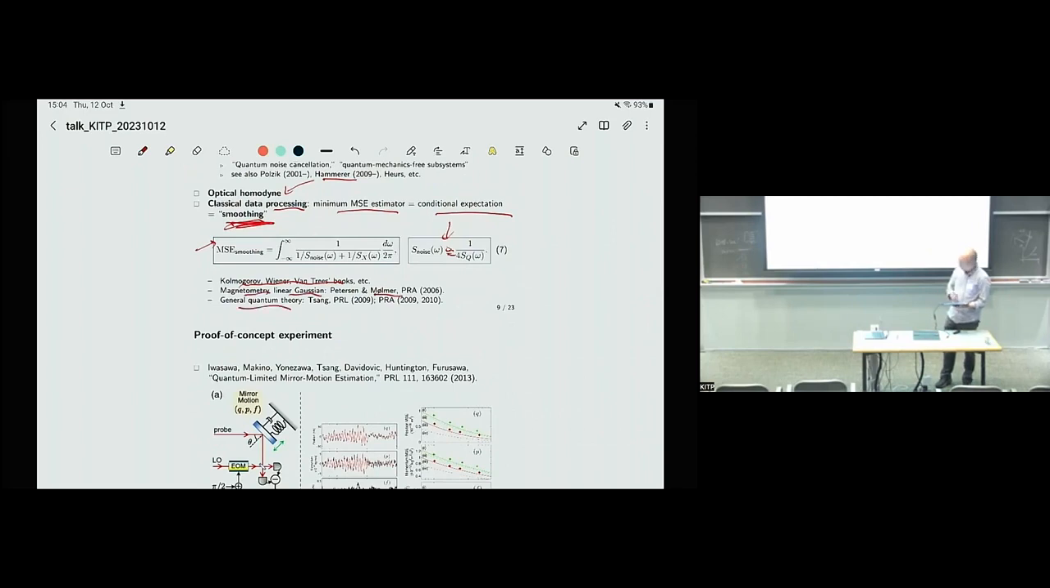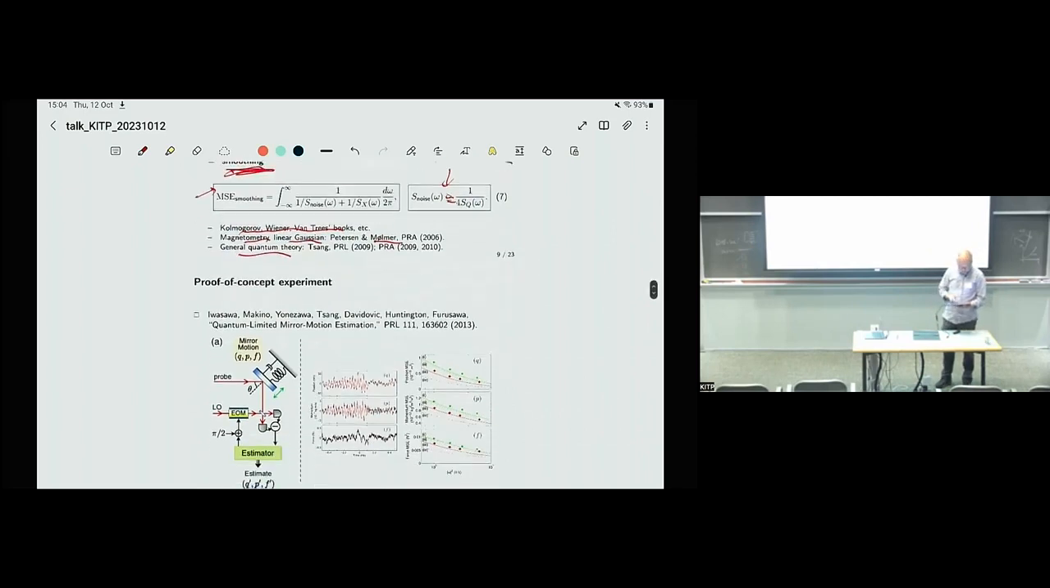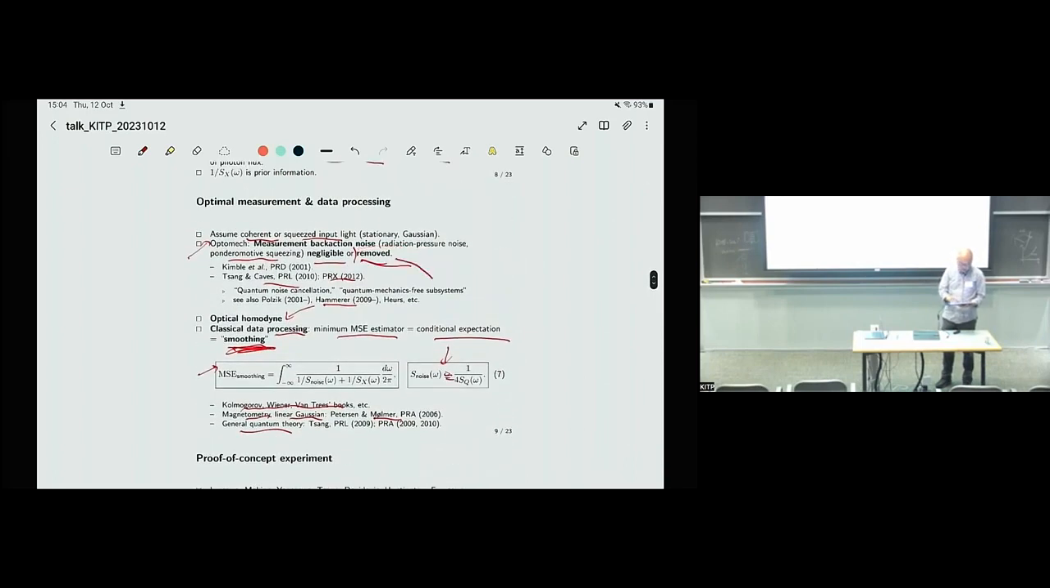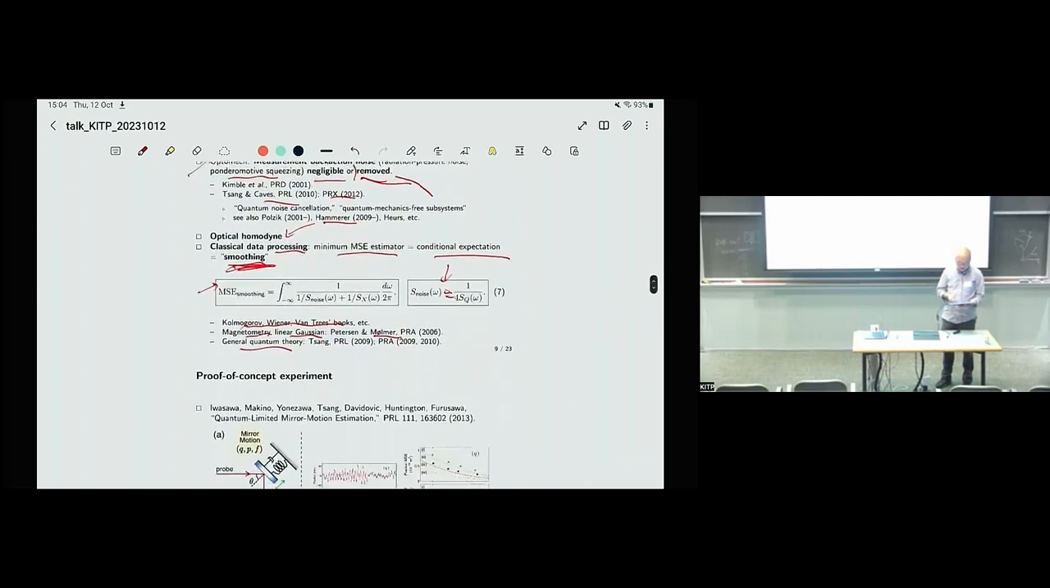And I did the general quantum theory. But again, I don't have time to talk about it. But okay, so the picture is clear, right? Remove all the measurement back action noise, homodyne measurement, smoothing, data processing, that gives you the optimal result.